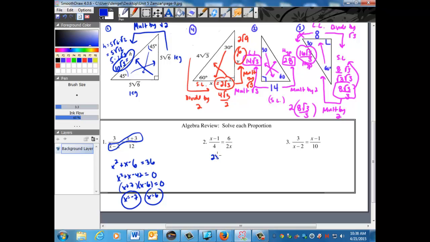Problem 2, we get 2x times x minus 1 equals 24. 2x squared minus 2x equals 24. 2x squared minus 2x minus 24 is equal to 0. Let's pull out a 2. And we get x minus 4 times x plus 3 is equal to 0. X equals 4. X equals negative 3.